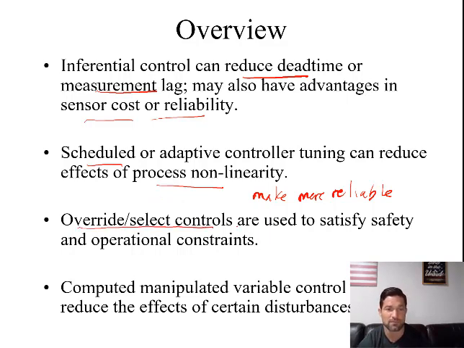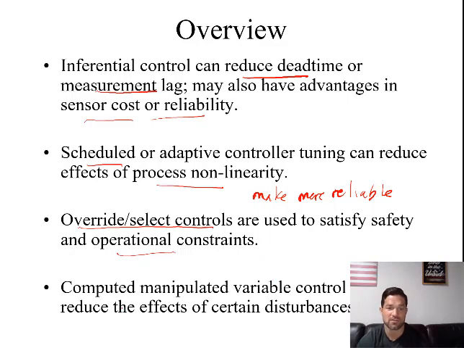Override and select controls. We're going to do some examples of this next time. These are used to make sure our system doesn't go outside of safety constraints, or that our system doesn't reach operational constraints, like a full level in the tank, or the tank emptying, for example. And for reactor systems, we can maintain temperature so systems don't run away or equipment doesn't fail.